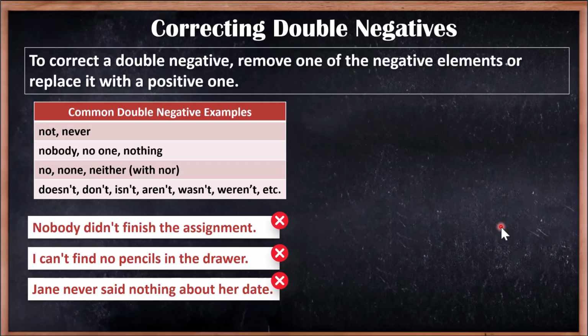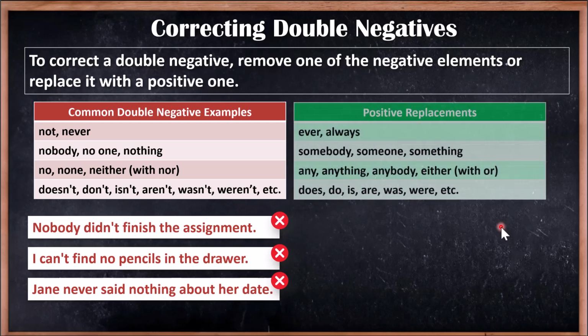To correct a double negative, you can remove one of the negative elements, or sometimes you can replace it with a positive one. So here are some examples of positive replacements: ever, always, somebody, someone, something, any, anything, anybody, either or, does, do, is, are, was, were, etc. So these are some examples of words you can use to replace these negative words. And sometimes you don't even need to use these, you just need to remove one of the negative elements. So let's try to correct these three sentences.